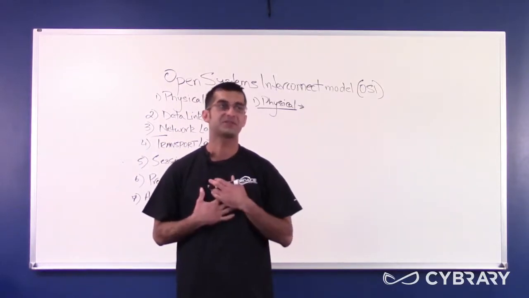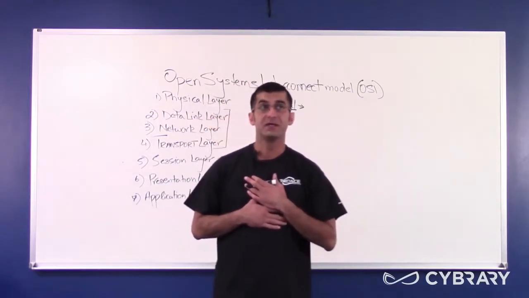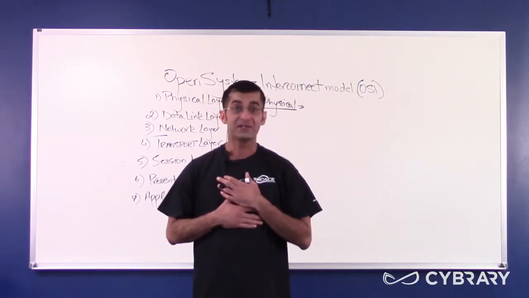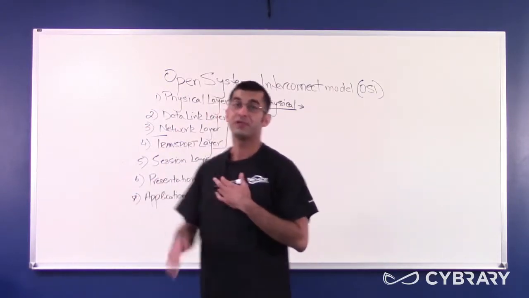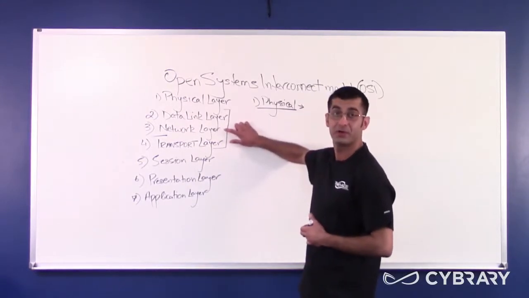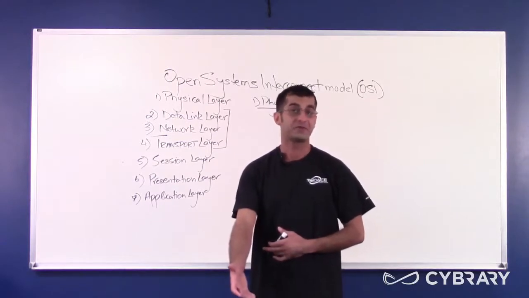Now, sometimes in classes I get a question and some people ask, well, Junaid, you said that the physical layer deals with devices that you can touch. I can touch a router. Now, when we get to layer 3, I will tell you at that time that routers work at the network layer or layer 3. And you can touch a router, so why does it not work at the physical layer?